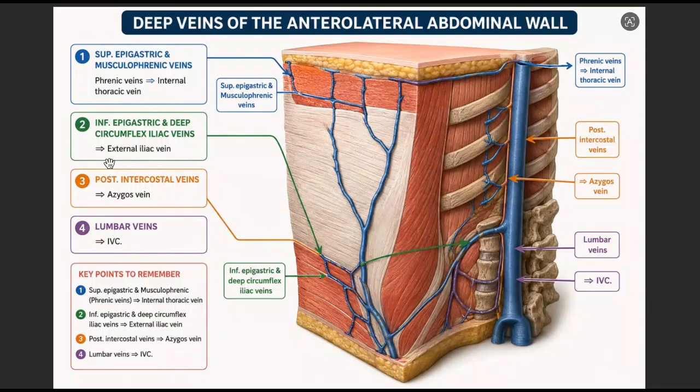So these were actually the 6 deep veins of the anterior abdominal wall. What we studied is that the superior epigastric and the musculophrenic veins are going to drain into the internal thoracic vein. The inferior epigastric and the deep circumflex iliac veins that are coming inferiorly are going to drain into the external iliac vein. And then the posterior intercostal veins and the lumbar veins from the sides are going to drain into the azygous veins and the inferior vena cava respectively.